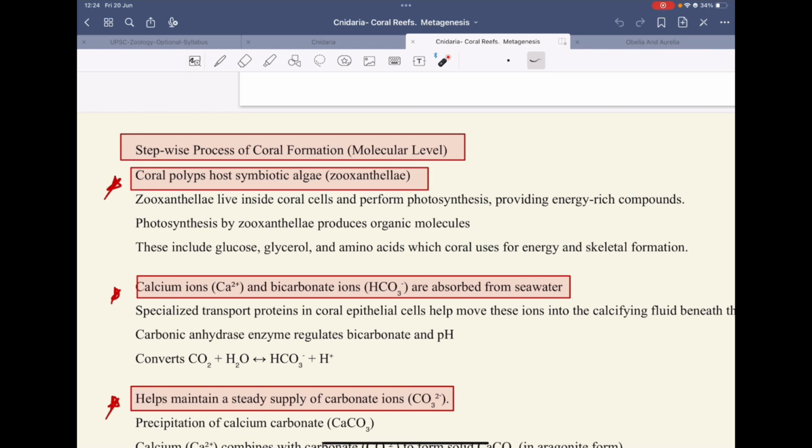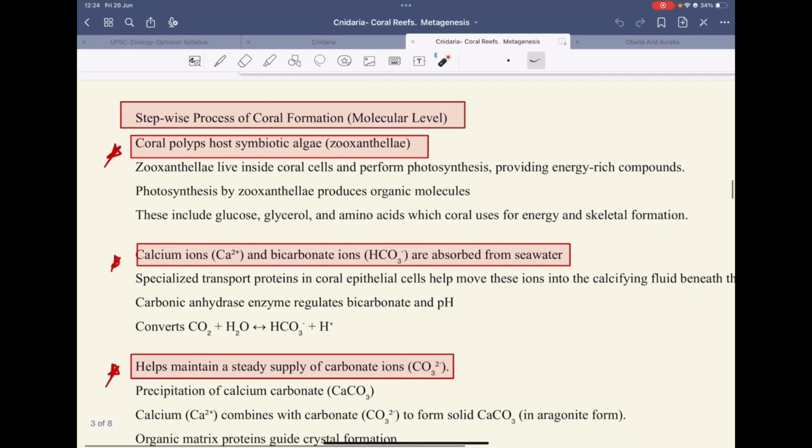Then the photosynthesis by zooxanthellae produces organic molecules like glucose, glycerol, amino acids, and this energy is used by the corals in order to form the skeleton. So the energy produced by the zooxanthellae is used by the corals to form the coral reef.